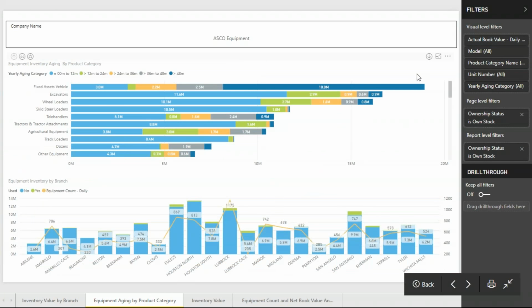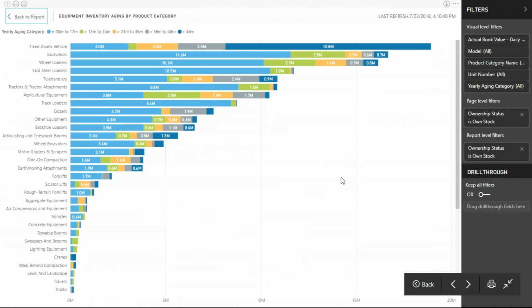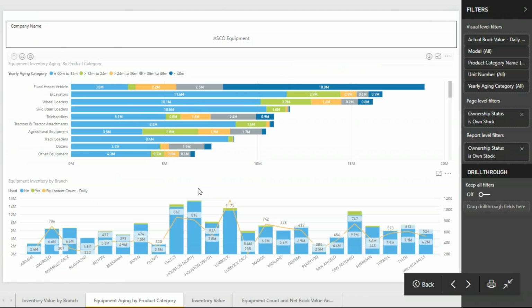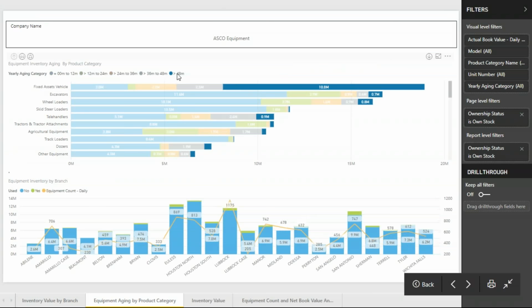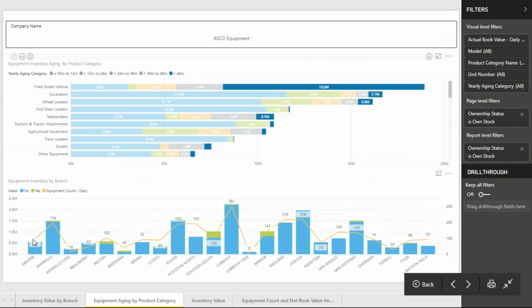And here it is basically aging your equipment. So this tells you what you have in your inventory that is aging for more than 48 months or 36 months or 24 months or so on. Okay, and then let's say if you tap on one of them, let's see, 28 months. Okay, so this tells you where you have all this inventory which is aging. Do you really have so much inventory older than 4 years? That's gonna be vehicles. Fixed asset vehicle.